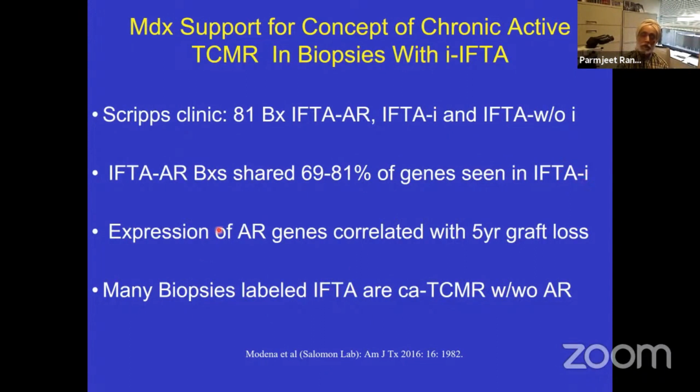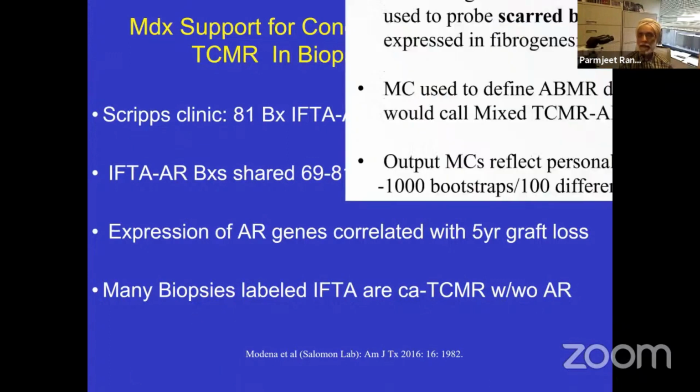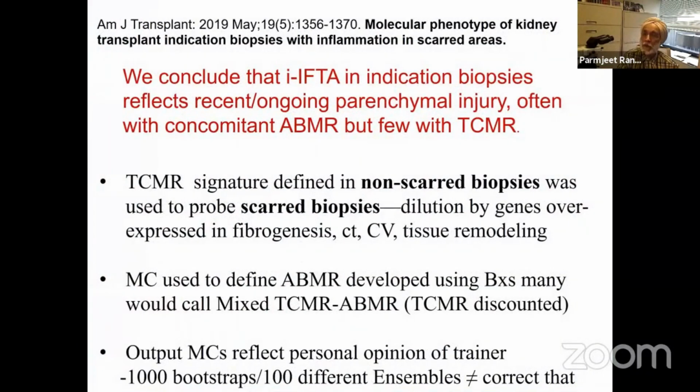And the expression of acute rejection genes did correlate with 5-year graft loss. So the conclusion was that many biopsies which are labeled simply as IFTA are actually chronic active TCMR. So this concept of chronic active TCMR is now accepted by most medical centers. But surprisingly, the MMDX group still does not recognize it.